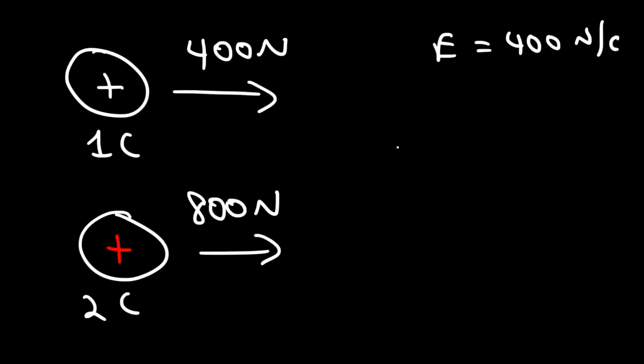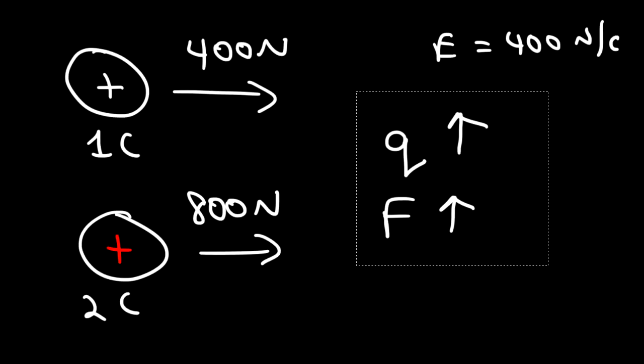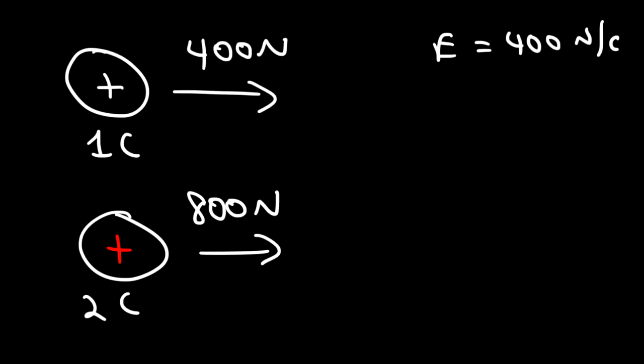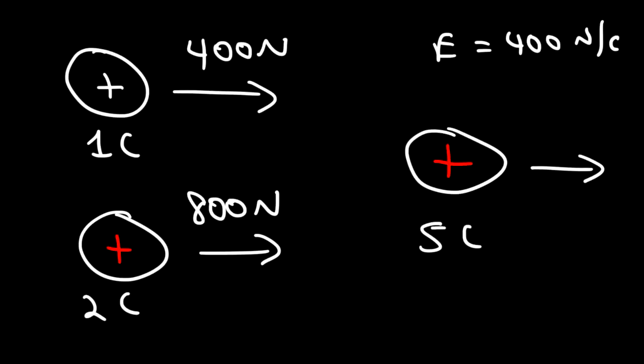And so, as the magnitude of the charge increases, the force that's exerted on that charge by the electric field will increase. And so the electric field gives you a ratio between how much force will be exerted per unit of charge. So if we have, let's say, another positive charge with a charge of 5 coulombs, the force exerted on it will be 5 times 400, and so it's going to be 2,000 newtons.